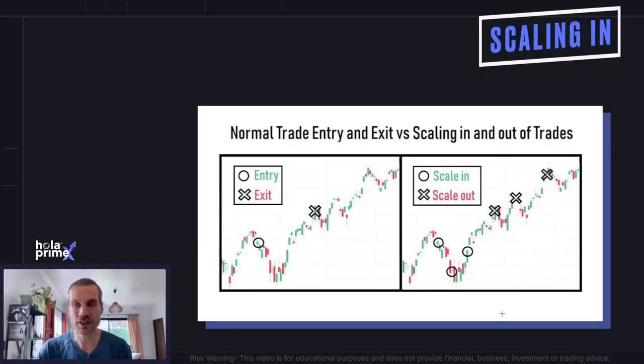Key takeaways then: crypto assets are extremely volatile. If you consistently go all in, you're fighting against that volatility when you should be using it to your advantage.